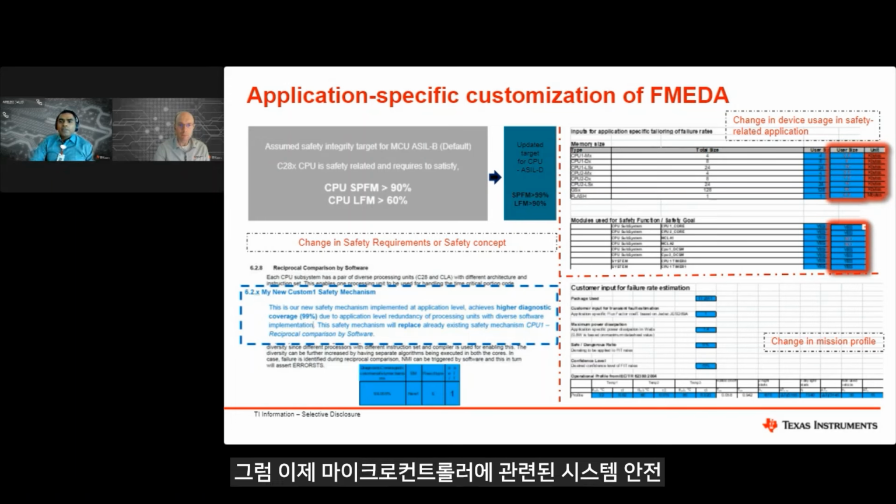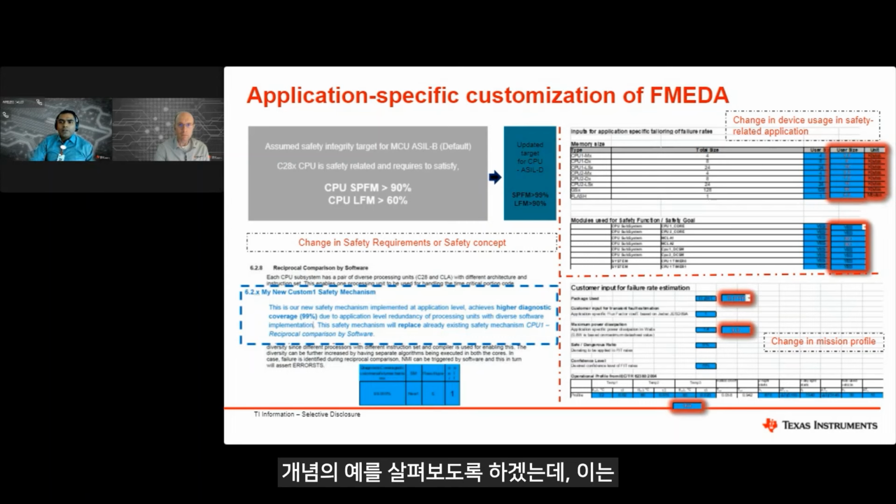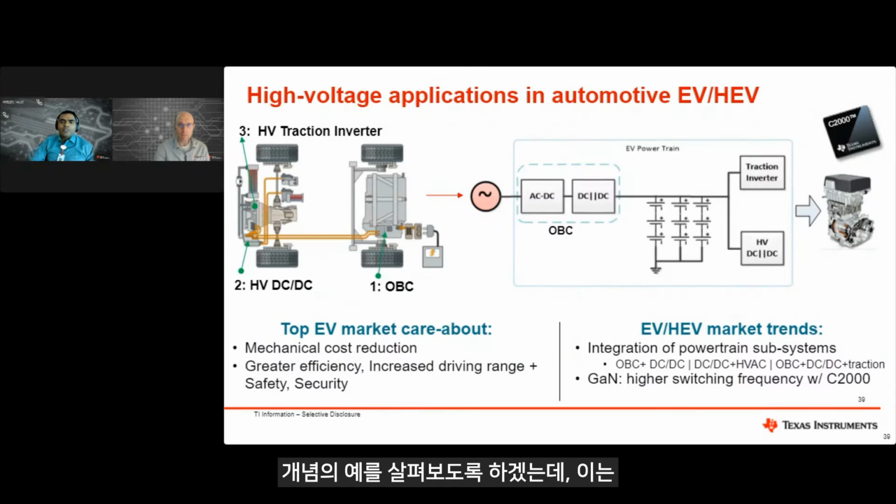Now let's look at an example of the system safety concept involving the microcontroller, which is assessed by the third-party assessor TÜV SÜD. This is supported as a part of the C2000 MCU collateral and available for customers on request. This is an example of an easy reference system.